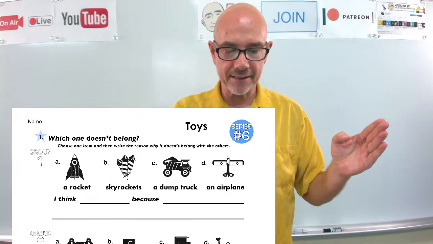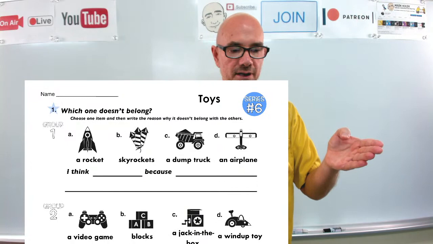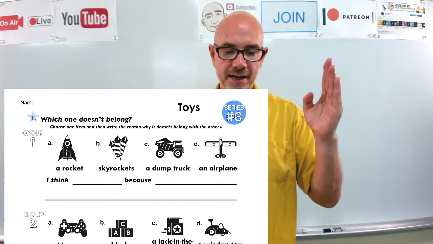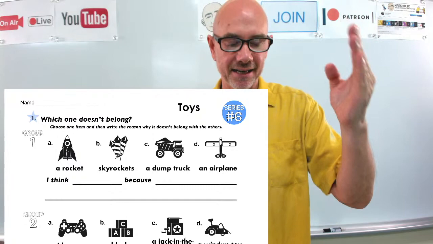Yeah, so Leonardo, these are all toys. The theme of today's worksheet is toys, right? So that's the theme. Okay, Tone says, I think a dump truck because it can't fly in the sky. Very good. A dump truck because it can't fly in the sky.